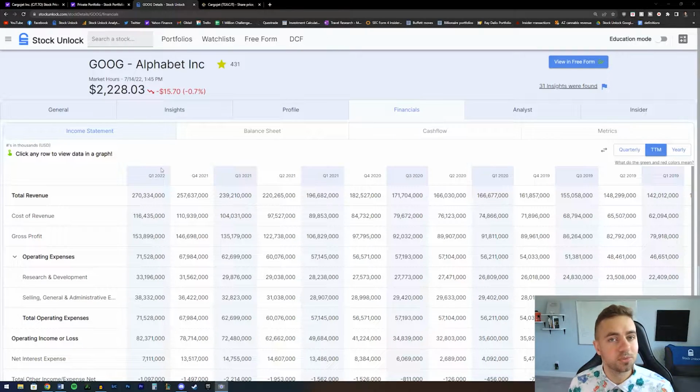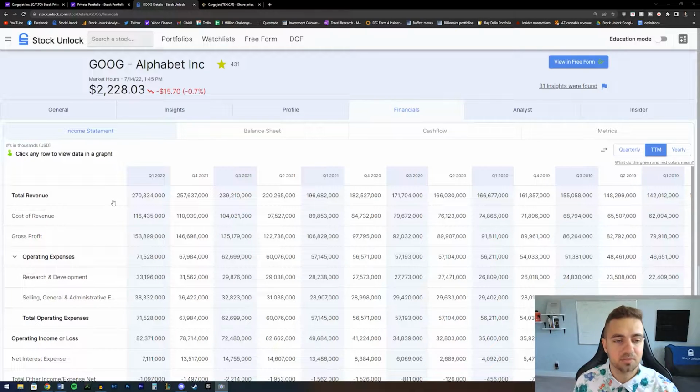And this is why we use Google in all of our examples here on Stock Unlock, because it's just a fantastic business over the long term. When we're investing, or when an investor puts money into a business, the goal is to have that business grow and appreciate in value, and also grow the amount of cash that it can return back to you as a shareholder.